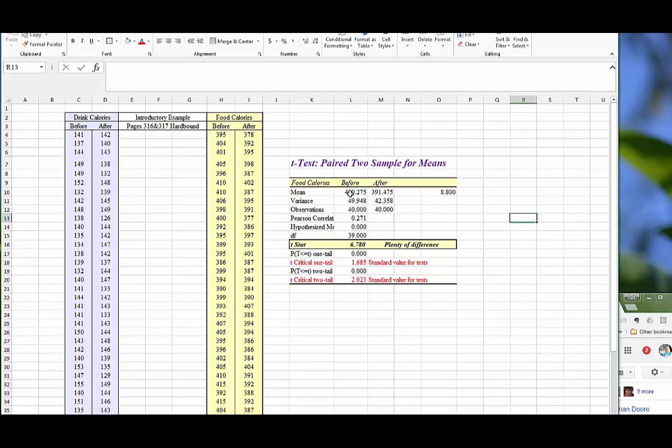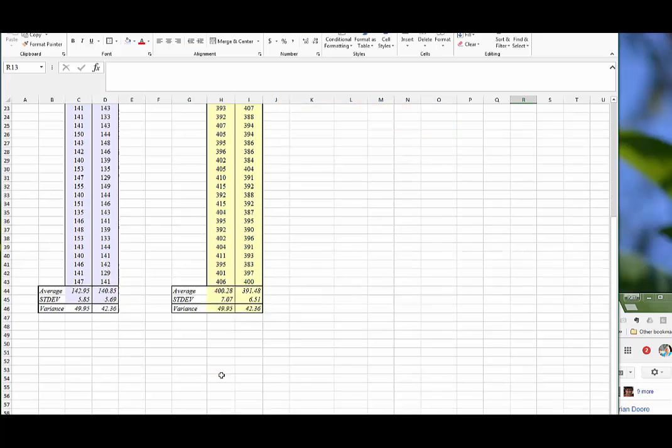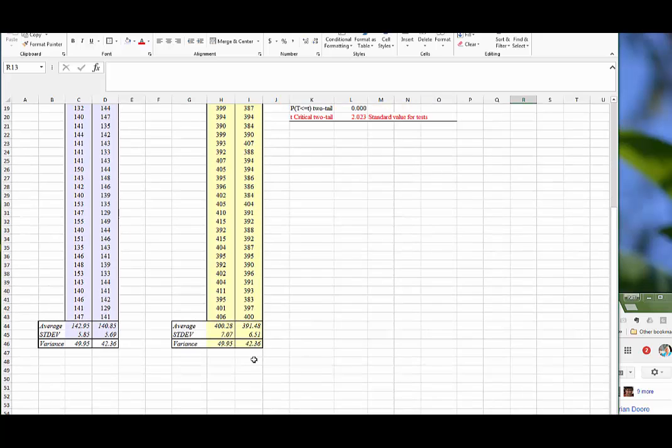Basically what it tells us is the before and the after mean, which is really the same as what I have calculated down here. I mean, there's really no difference.